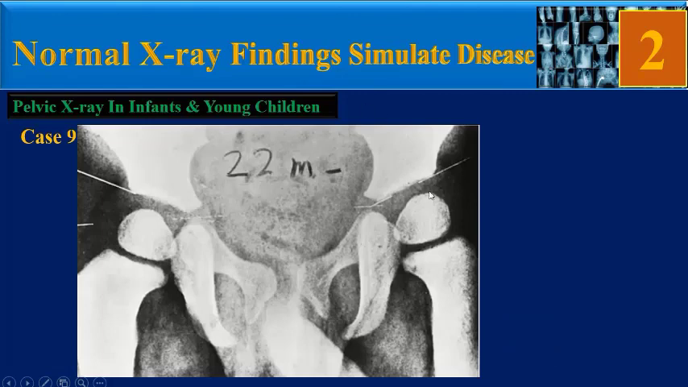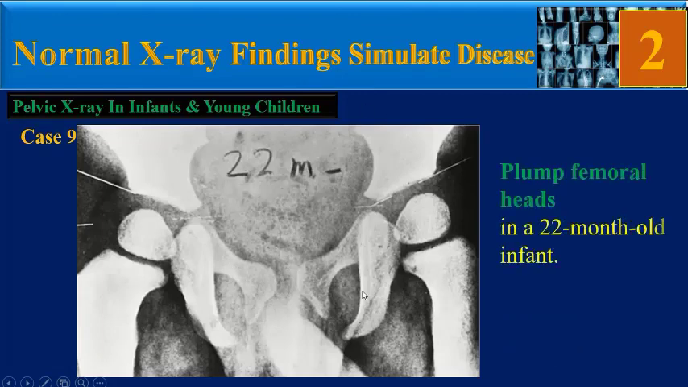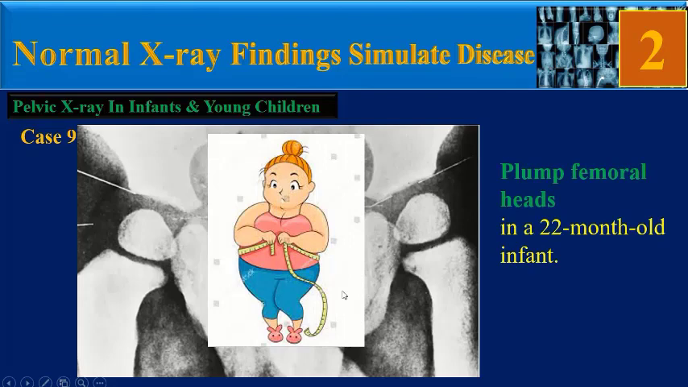Case 9. Normal variant of the femoral heads, named plump femoral heads, in a 22-month-old infant.